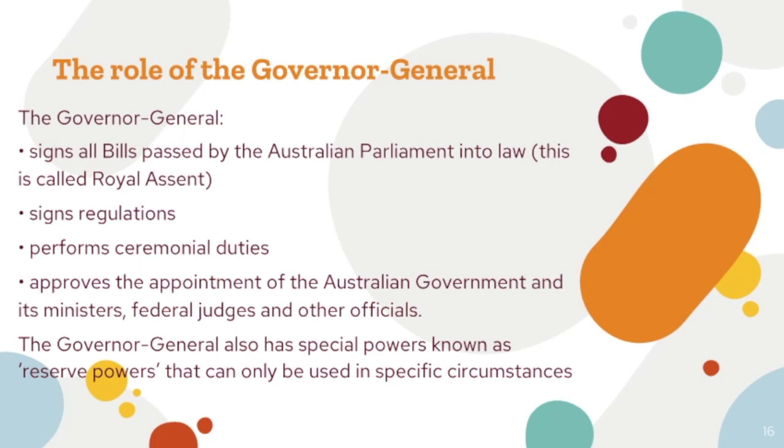The Governor-General also signs regulations and performs ceremonial duties. The Governor-General approves the appointment of the Australian government and its ministers, federal judges and other officials. The Governor-General also has special powers known as reserve powers that can only be used in specific circumstances.